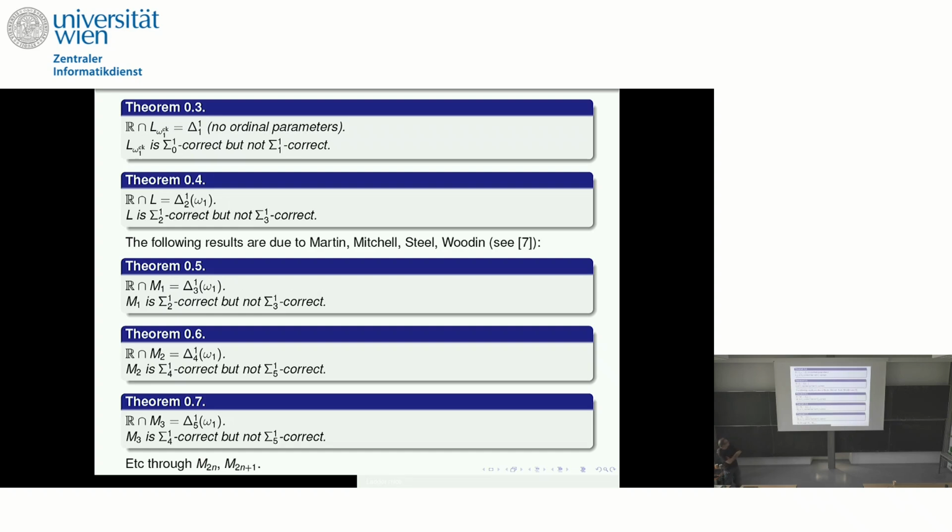And then the levels beyond there are the MNs. The reals of M1 are the delta 1 3 in a countable ordinal. This has exactly the same correctness as L has. And then in M2, it jumps up two levels of correctness, to sigma 1 4, not sigma 1 5, but the delta 1 4 in a countable ordinal, and then so on. M3 has again that same correctness, but it's delta 1 5 in a countable ordinal, and this pattern continues throughout the MNs.